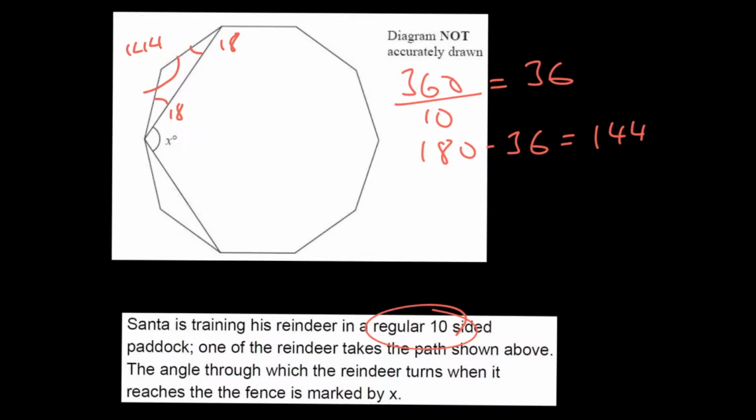We now then can find X by taking the entire interior angle, which is going to be the same as this angle here. So 144 minus, because this is an isosceles triangle, both of these are going to be 18. So if we subtract 36 from those, we're going to have an answer of 108 degrees.